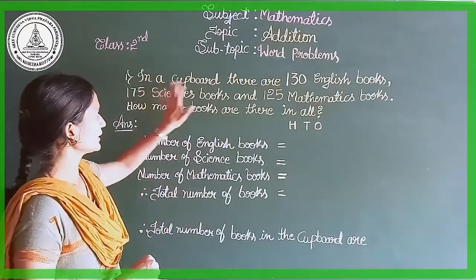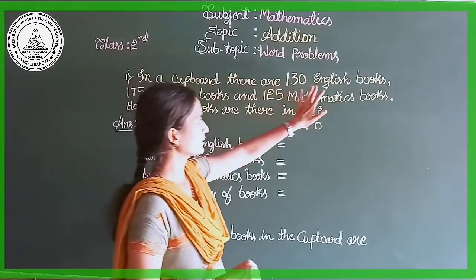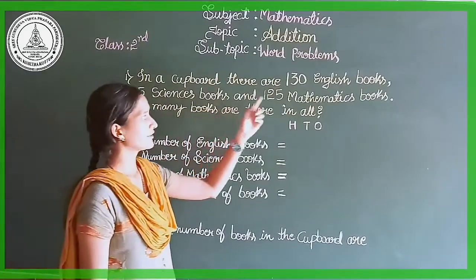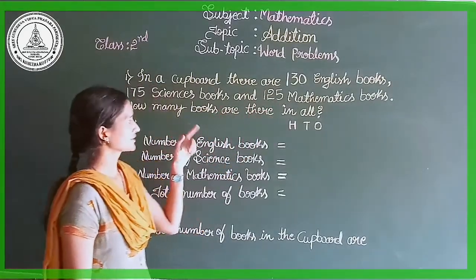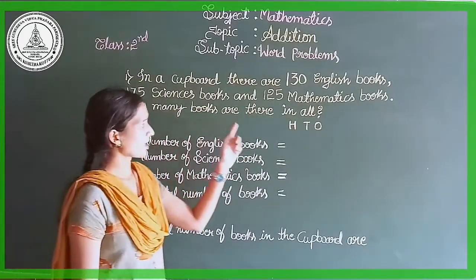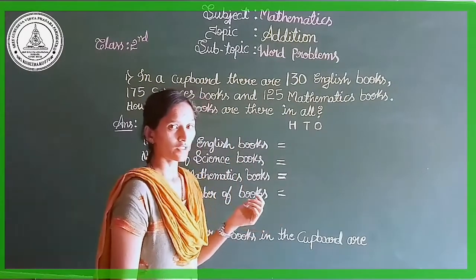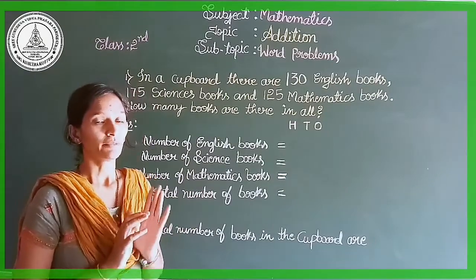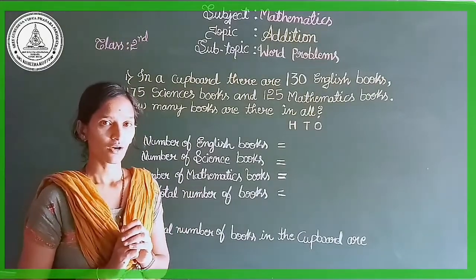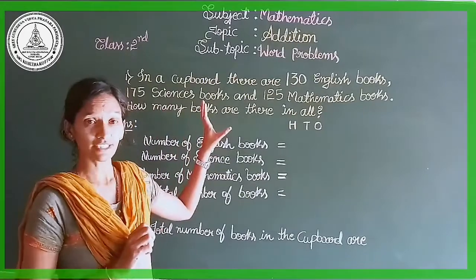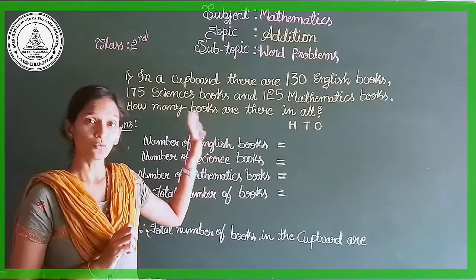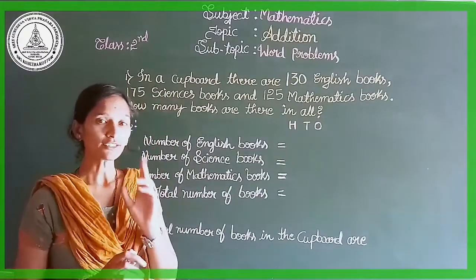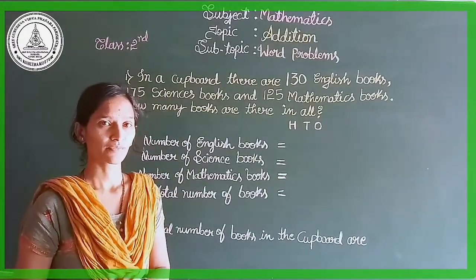See here, in a cupboard there are 130 English books, 175 science books and 125 mathematics books. How many books are there in all? So in word problems you have to read out minimum 2 times, because they gave it in sentences, in words. So you have to read the question at least two times.